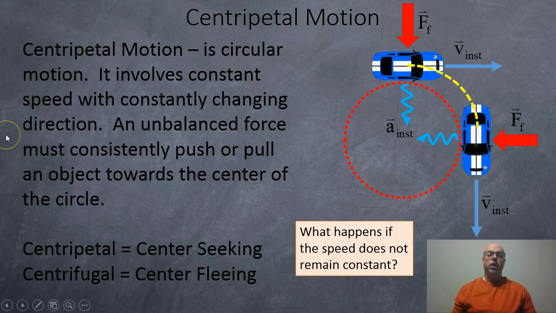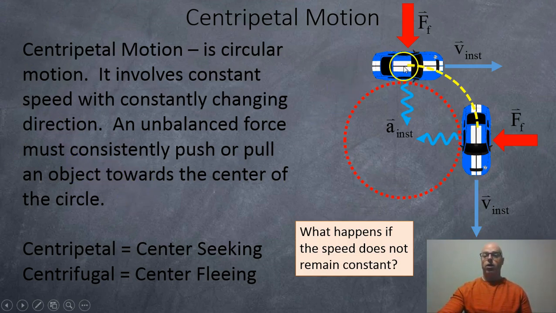Okay, centripetal motion is circular motion. It involves constant speed with constantly changing direction. So you want to make sure that the speed doesn't change, but you're never going the same direction. You keep changing direction. An unbalanced force must consistently push or pull the object towards the center of the circle.